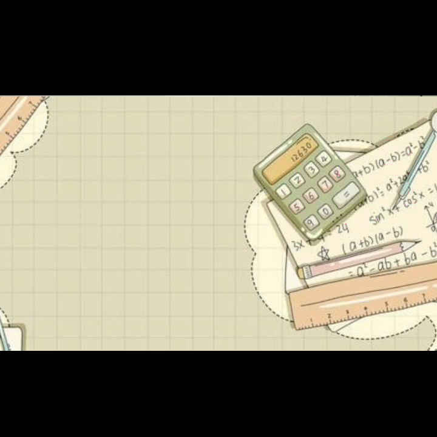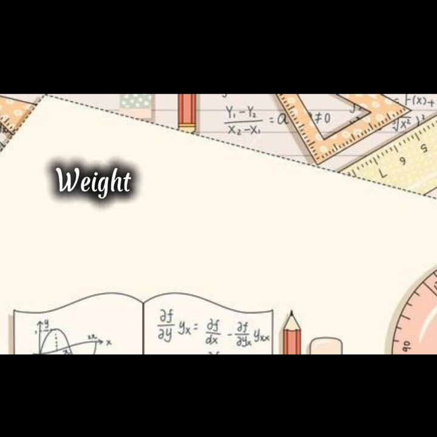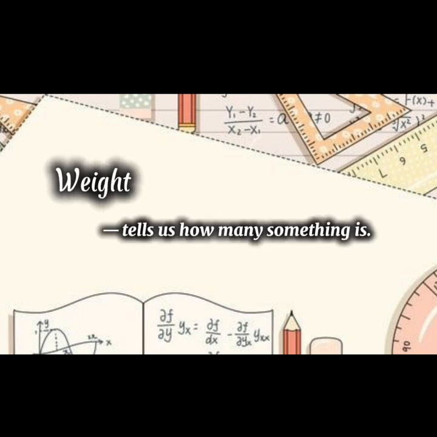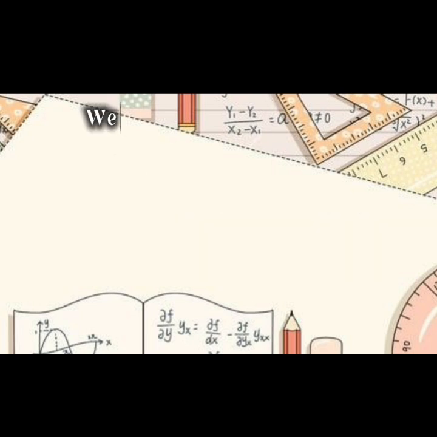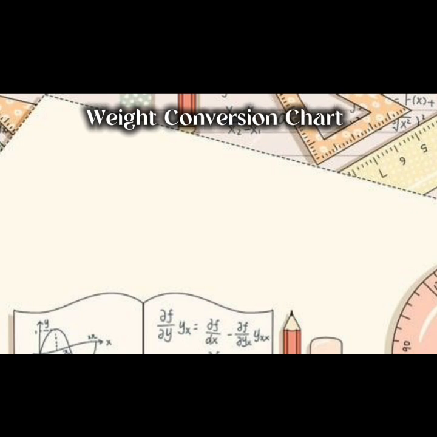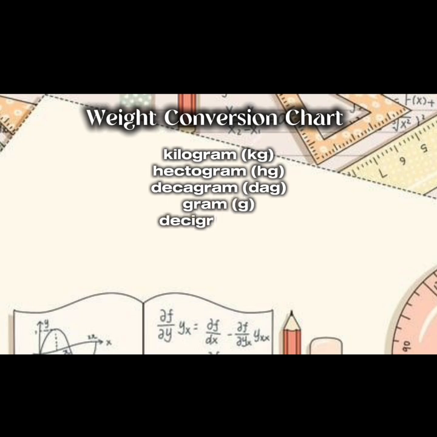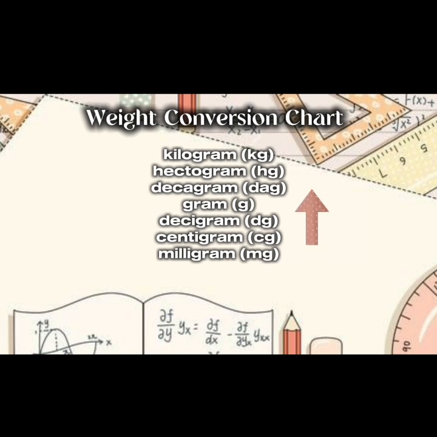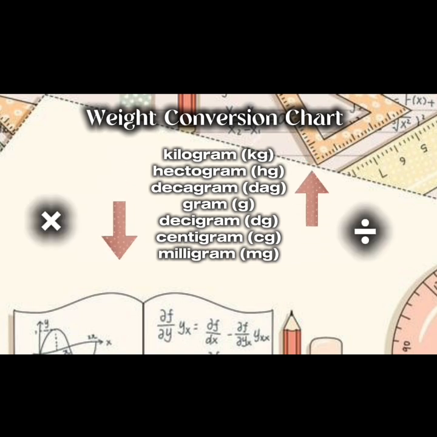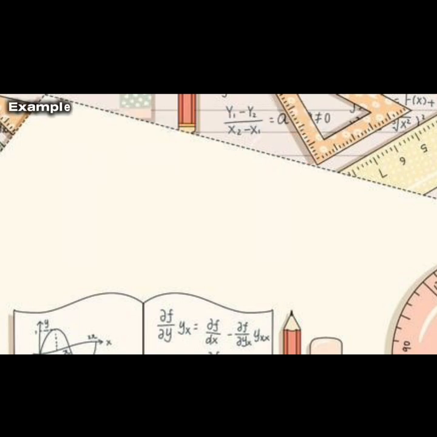So let's move on to conversion of weight, which tells us how heavy something is. The weight conversion chart contains kilogram, hectogram, decagram, gram, decigram, centigram, milligram. So in weight conversion, they have the same way as length conversion, which is when you move upward, you divide. When you move downward, you multiply. So let's have example 1.